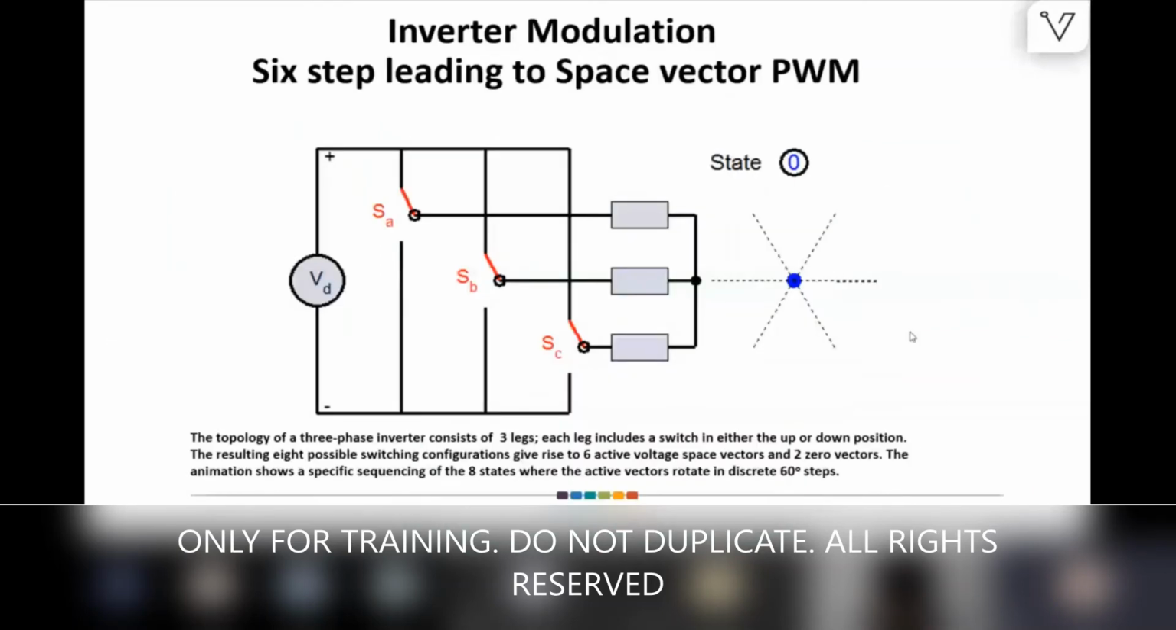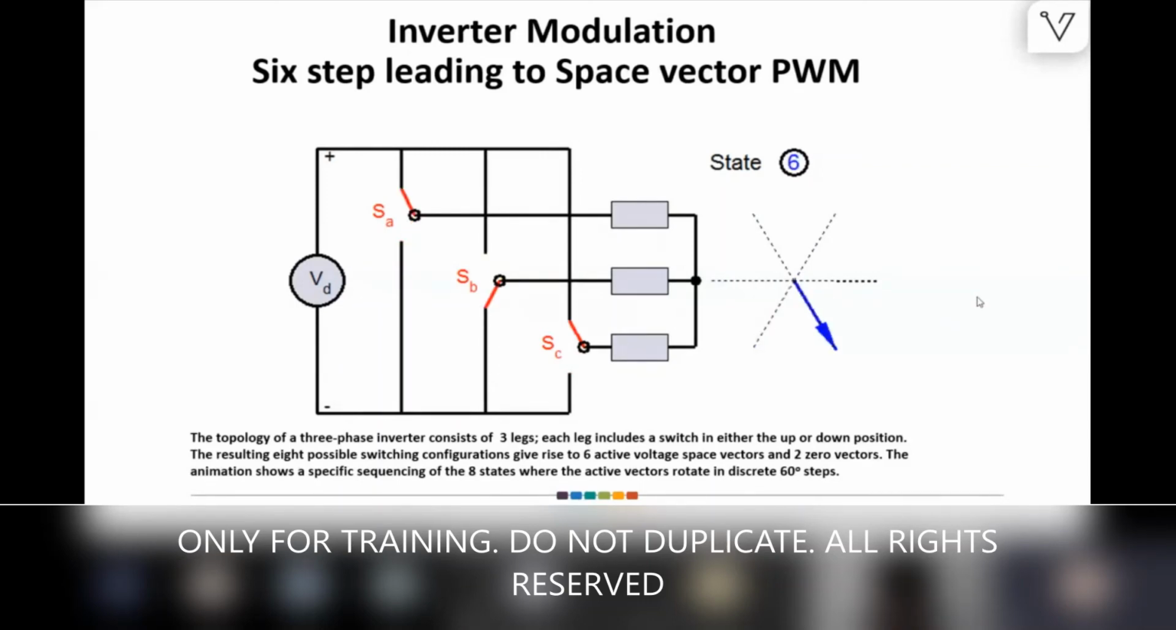Modulation is a key thing. Six-step is a key thing, from which many other switching modulation strategies are developed. Once we understand the basic six-step, FOC and space vector are very simple to understand, at least at a basic level.